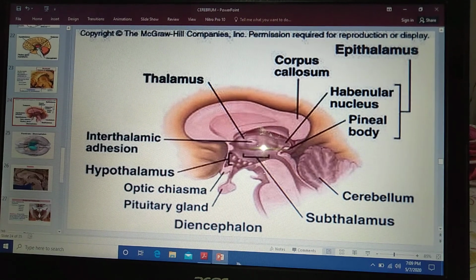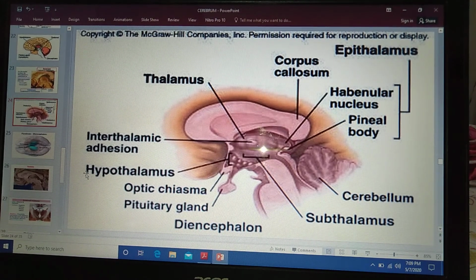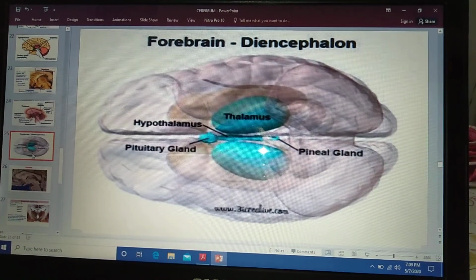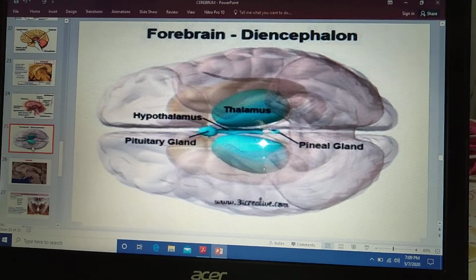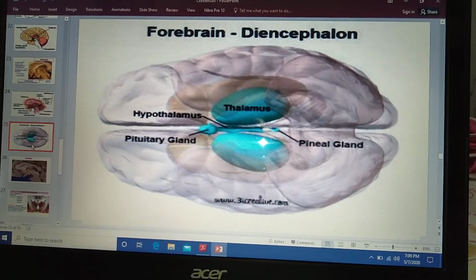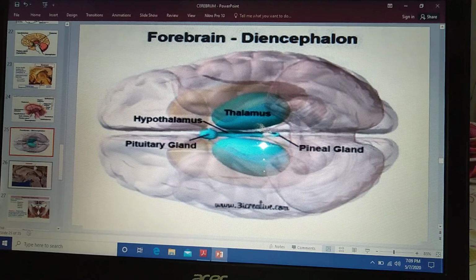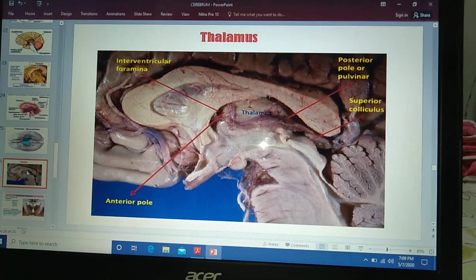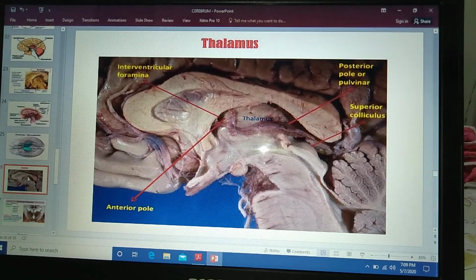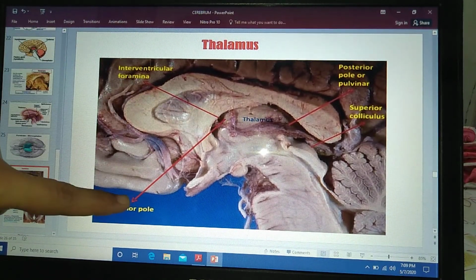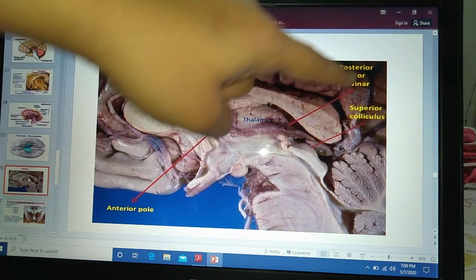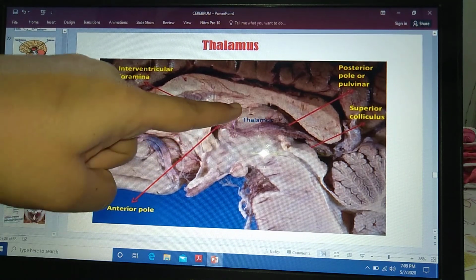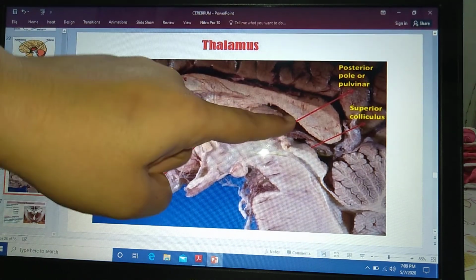Now let us see this. This is the diagram you can observe. This is how it is embedded in the cerebrum. And next here you can see the poles are shown. This is the anterior pole and this is the posterior pole, or pulvinar. This is the anterior end of the thalamus and this is the posterior end of the thalamus.